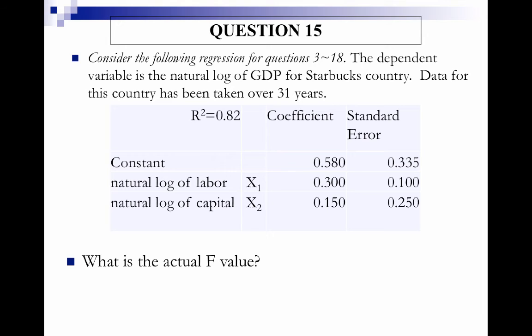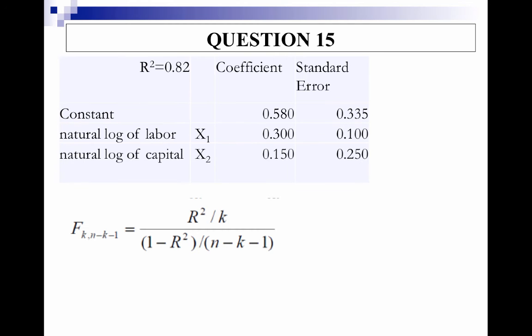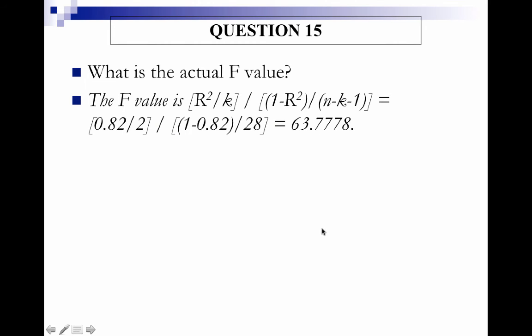So if we calculate the actual f value, going back to our formula, we can see that our r squared value is equal to 0.82. So we plug in 0.82 divided by k, which is equal to 2, divided by 1 minus 0.82 divided by 31 minus 2 minus 1, or 28. So this is distributed as an f with 2 degrees of freedom in the numerator and 28 degrees of freedom in the denominator. And our actual f value ends up being 63.7778.